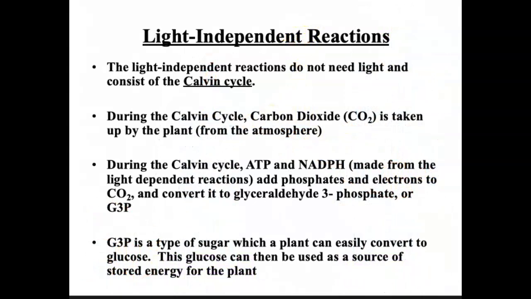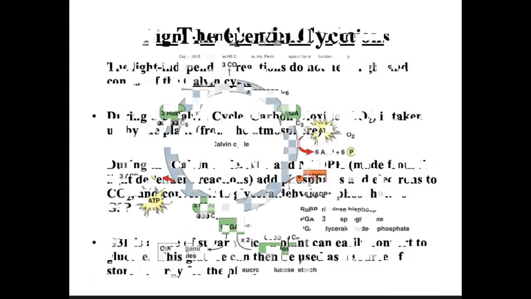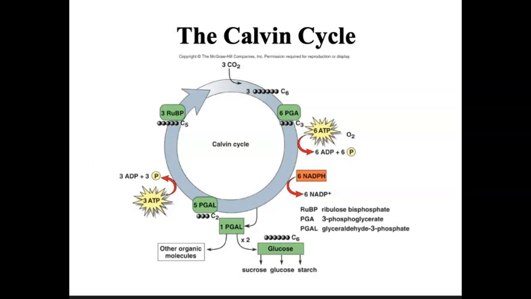So we can go through all of the steps of the Calvin cycle, but I think it's much easier just to take a broad overview of what the Calvin cycle does. What the Calvin cycle does is it takes ATP, which was made from photosystem 2, it takes NADPH, which was made from photosystem 1, and then the brilliant thing that it does is it takes carbon dioxide from the atmosphere, and it uses these molecules to essentially make glucose.